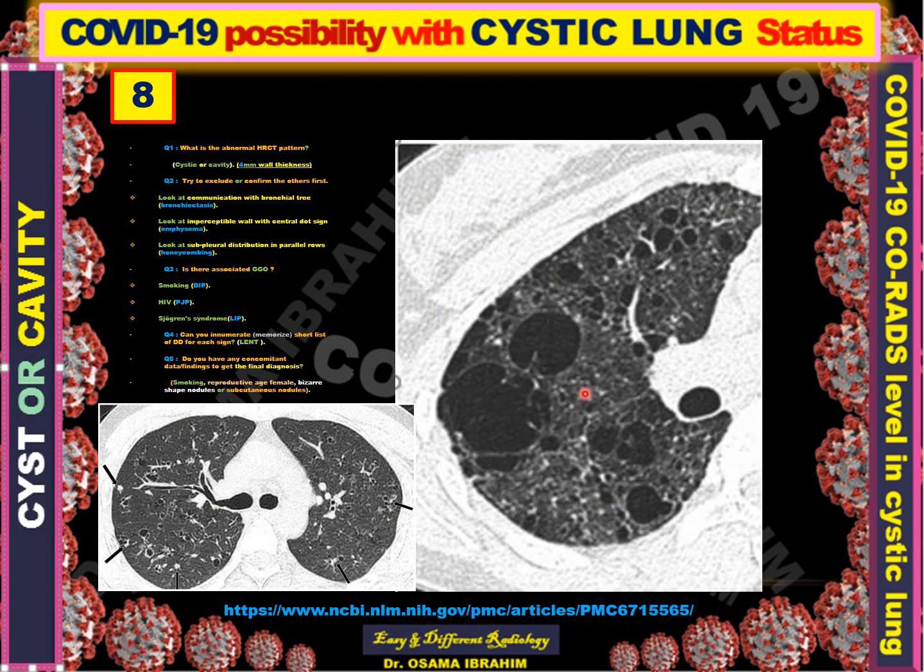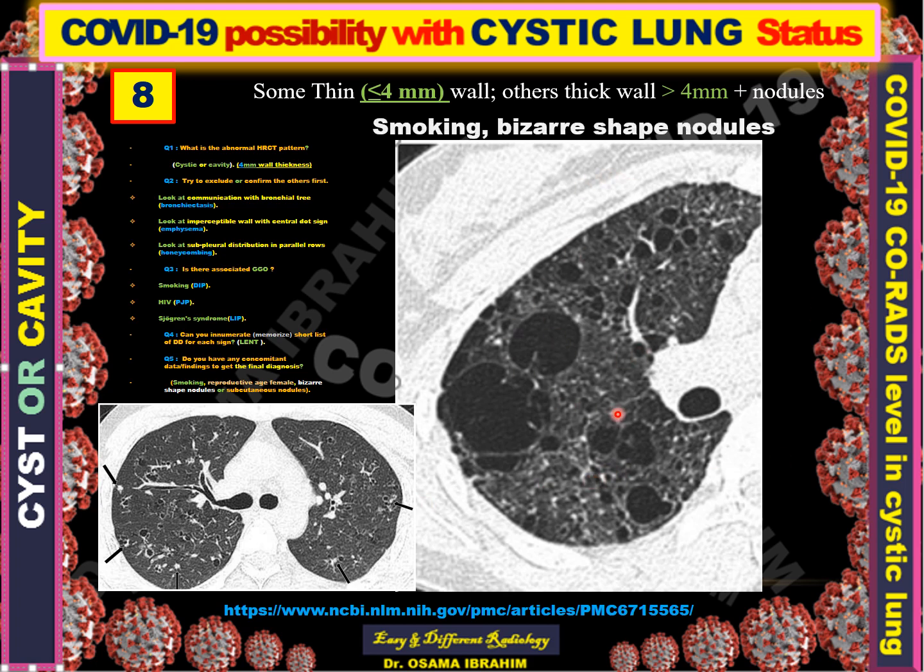The last case, bizarre shape cysts. This case also has cysts and a little bit of sequela here that can be considered a cavity and nodules. These are actually two different patients, and the presence of these bizarre shape cysts is diagnostic for Langerhans cell histiocytosis, particularly if there is any history of smoking for that patient. If you try to communicate these cysts with the bronchial tree, they do not communicate. And if you look at the cysts, they do not have an imperceptible wall and are not in a subpleural distribution as in honeycombing.